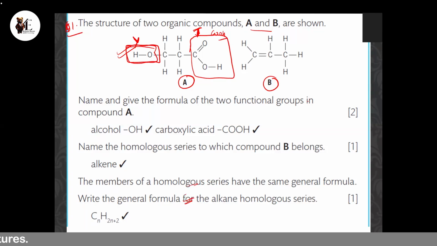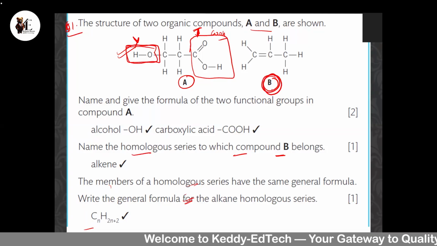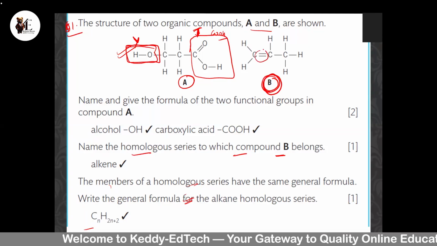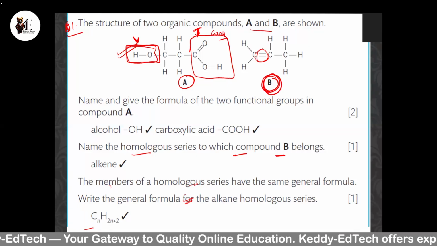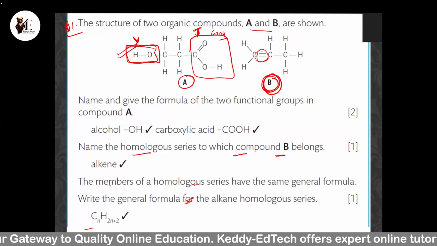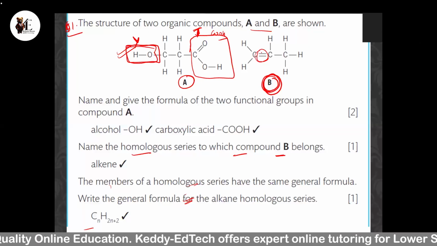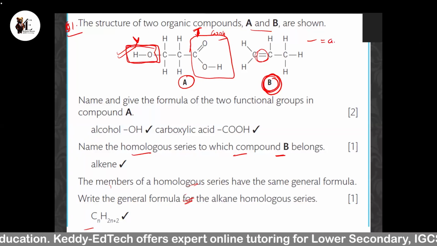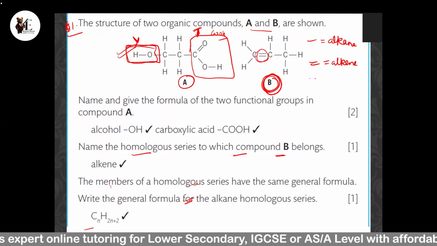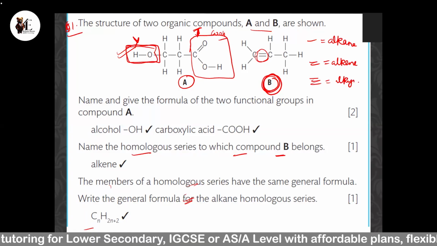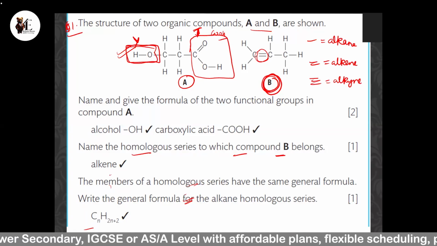Question number 2. Name the homologous series to which compound B belongs. So what is the functional group here in compound B? This is known as what? Alkene. If there is a single bond, it is alkane. If there are double bonds, it's alkene. If there are triple bonds, it's alkyne. So it belongs to the alkene homologous series.